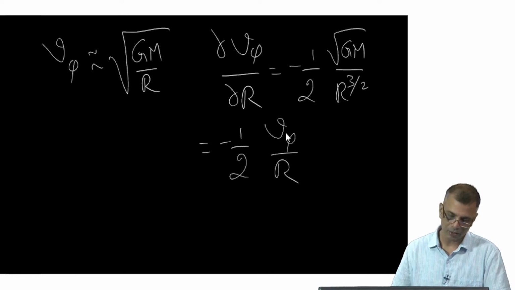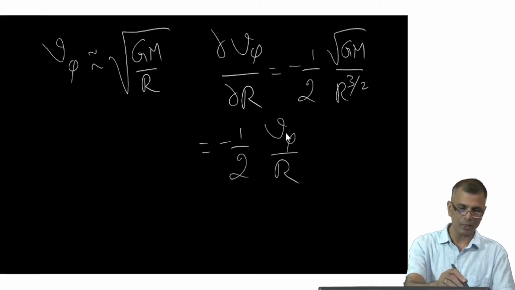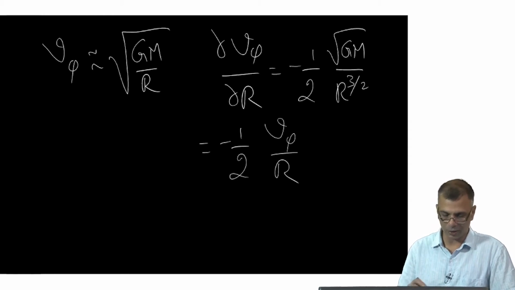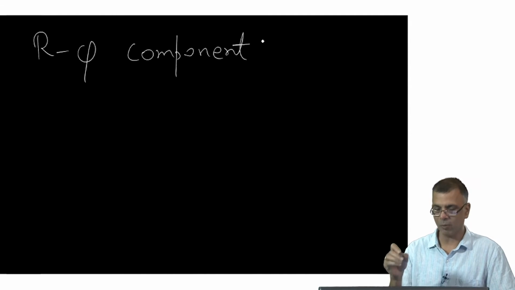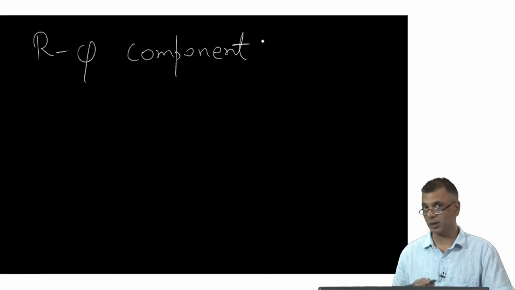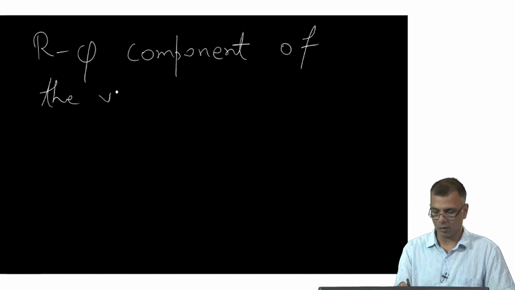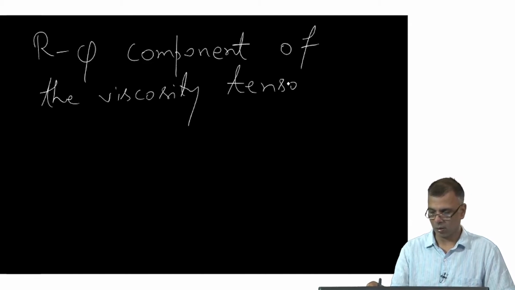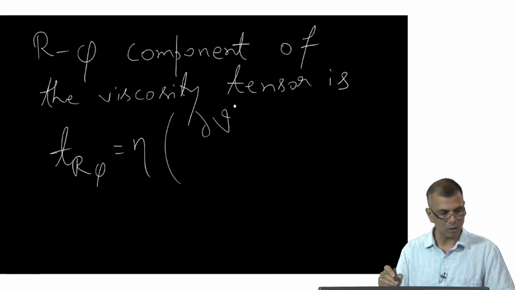So using things like this, defining the R phi component of the viscosity tensor, let me take a separate slide to write this. The R phi component, and I will discuss this a little bit more. Why am I considering only the R phi component? Other components are not so important. I'll say this in a moment. Let me write this down. This is by definition dV phi dr minus V phi over R.